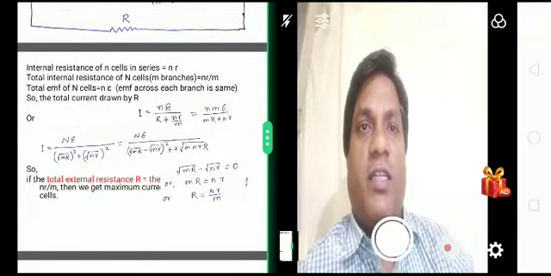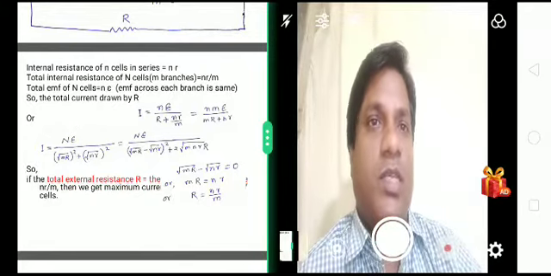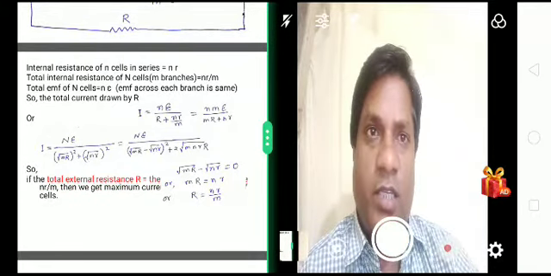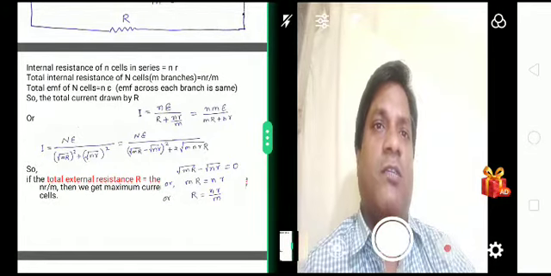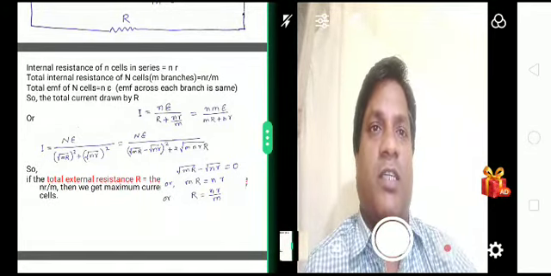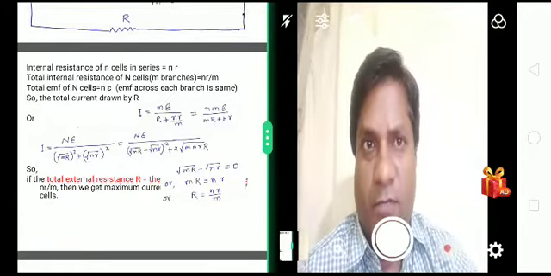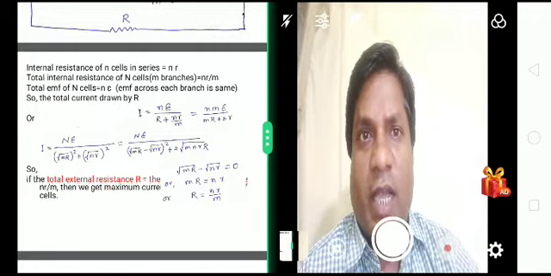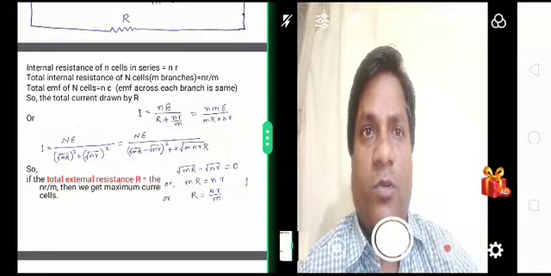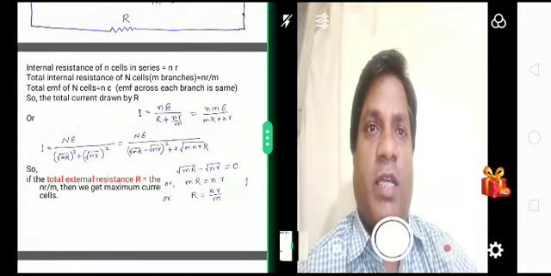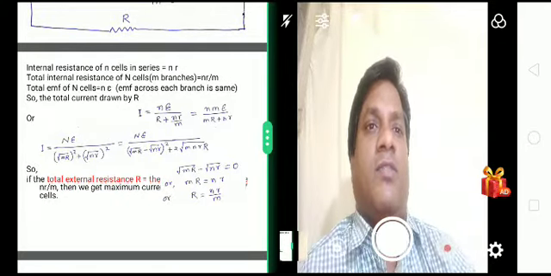So the potential difference, EMF, will be equal to nE. So the total current drawn by the external resistance, I, is equal to EMF, that is nE, divided by the external resistance R plus the internal resistance of the group of cells, that is nr by m. So if you solve it, we get the equation I equals NE divided by (square root of mR minus square root of nr) whole squared plus 2 square root of mnr times R.